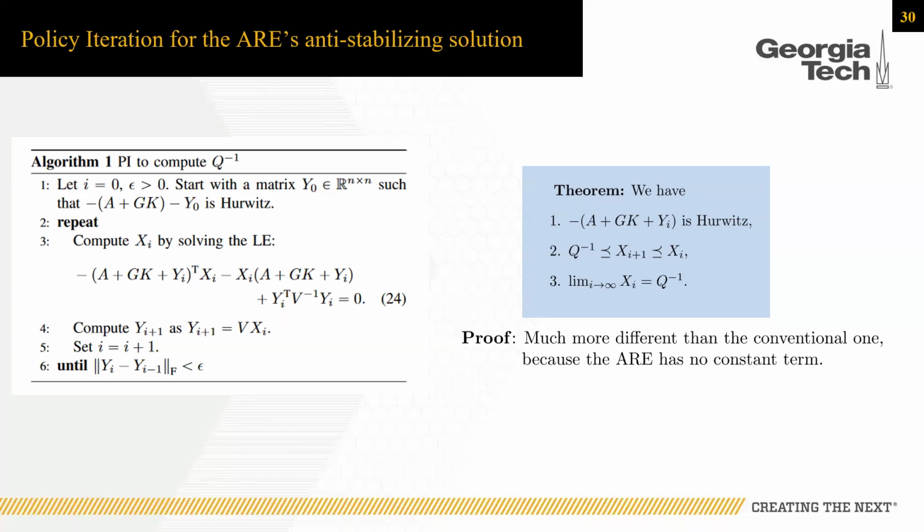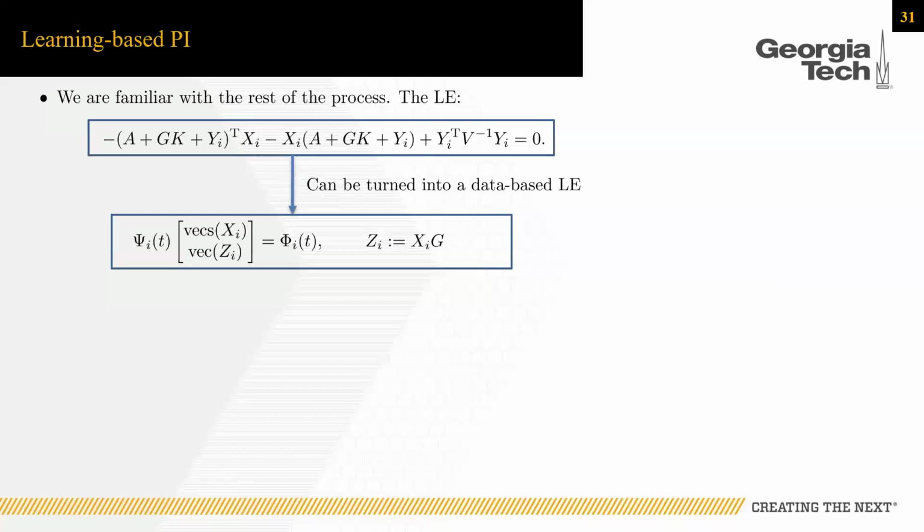Again, we prove the equivalences. Of course, also, you don't have a constant term. So there are many differences from before, but this is because this is the anti-stabilizing solution. Okay, so now we can do learning.